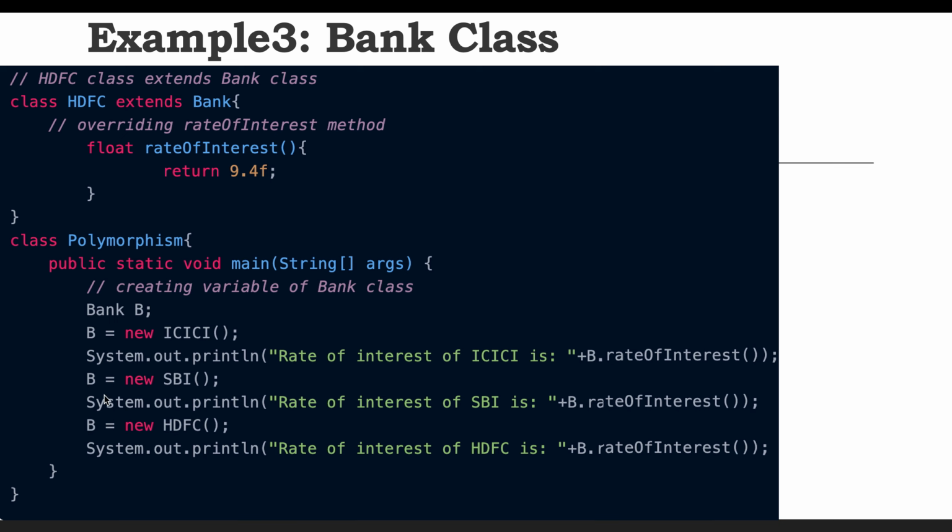So internally it is going to assign the same ICICI object inside the bank. Then this bank will behave like an ICICI, and it will return the output, like the rate of interest of ICICI, whatever ICICI has decided. Similar to that, if someone logs into SBI, it is going to use the same variable and call the same rate of interest method, but this time it is going to behave like an SBI. The same goes for HDFC also.